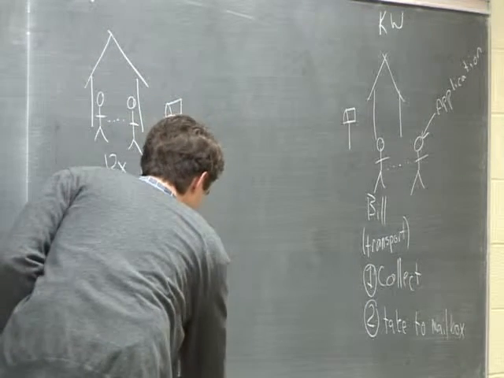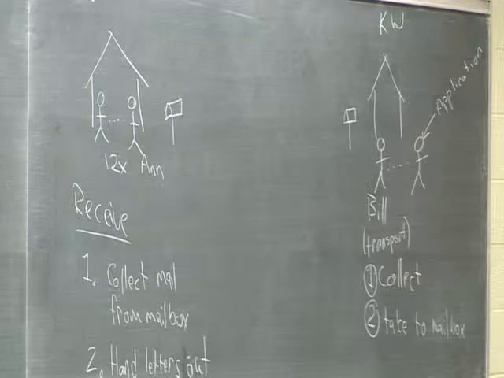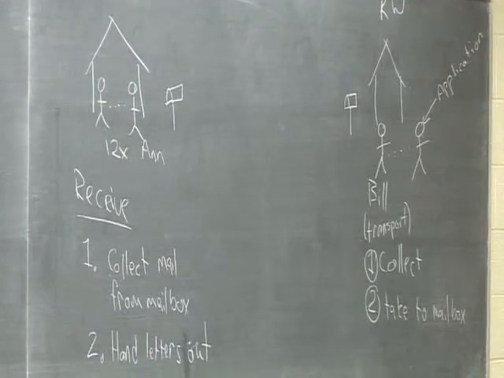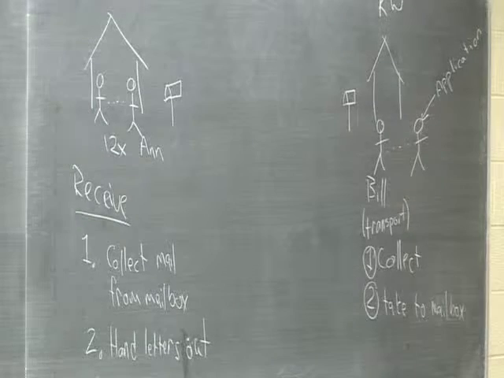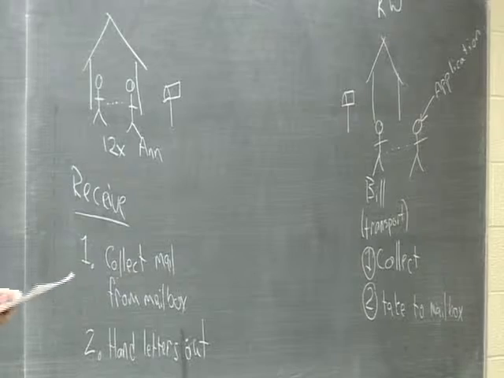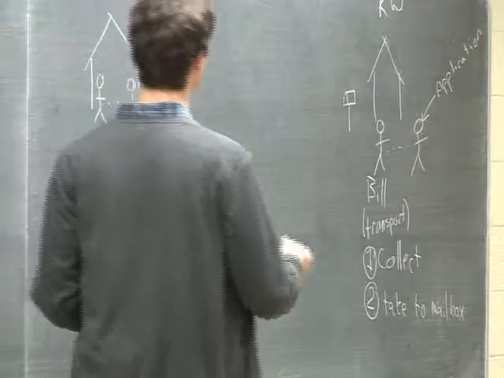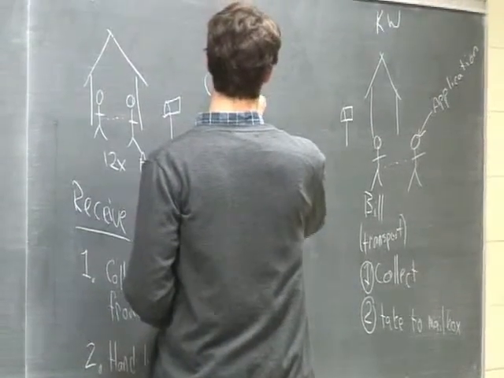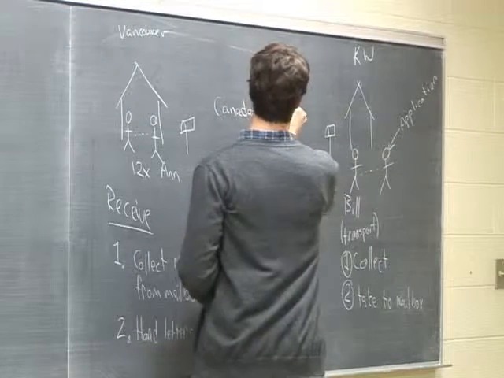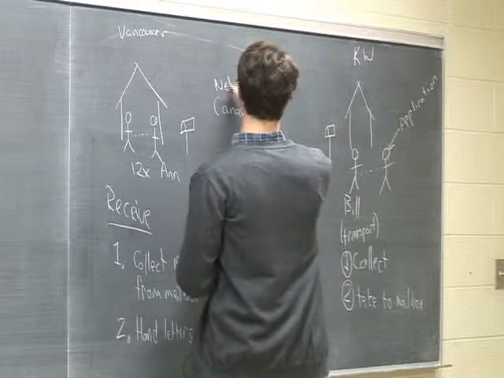Let's just say hand letters out. All right. So now, does anybody know what the network layer would be in this analogy? Exactly. So the answer is the mail service. And so let's just say Canada Post, for instance. And this is our network layer.